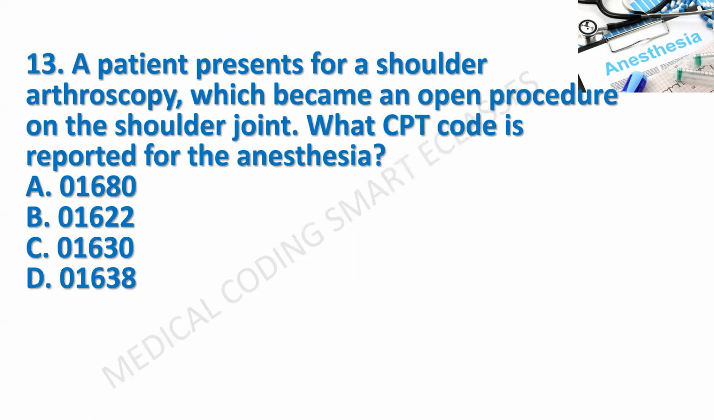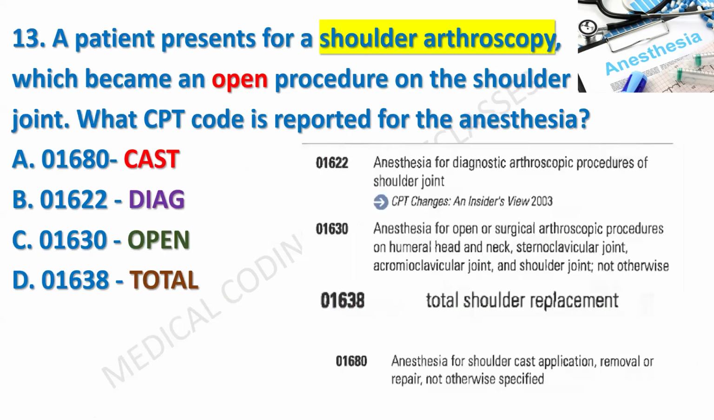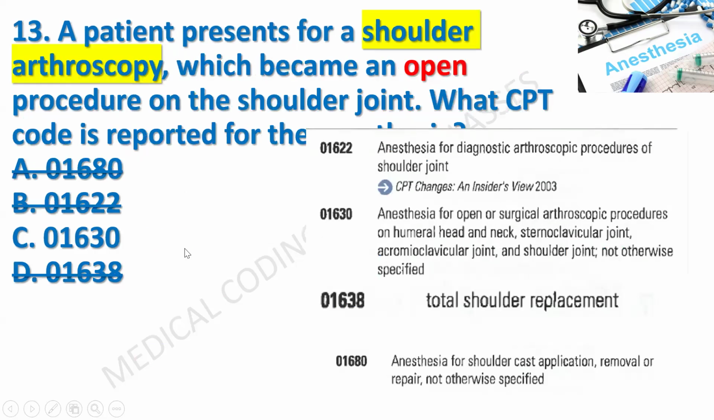A patient presents for a shoulder arthroscopy which began and became an open procedure of the shoulder joint. So, open procedure. 01680 is for cast. 01622 is a diagnostic arthroscopy. As it's an open procedure, we have a surgical procedure. And 01630 is open surgery. 01638 is total shoulder replacement. So they have mentioned only open surgery. So the apt one is 01630. That is option C.